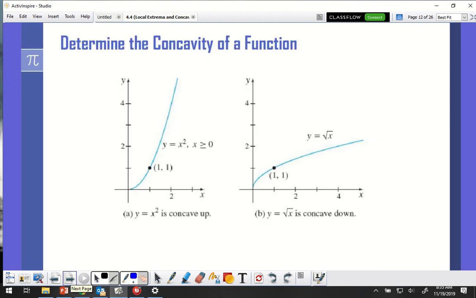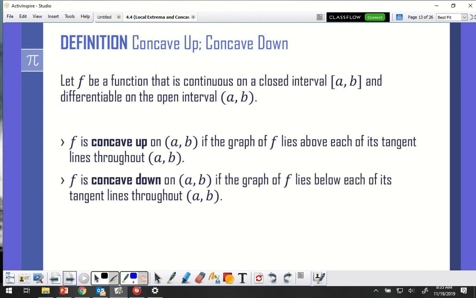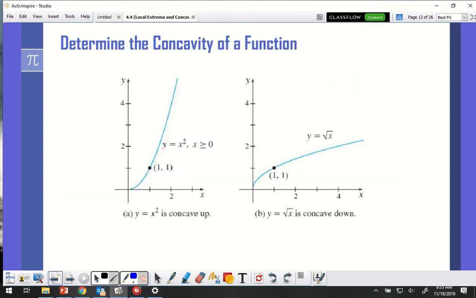Okay, and hold on. What example is this? Because I don't want to go too far into this yet. Yes, we're doing concavity. All right, so now concavity. Concavity of a function. This right here is concave up.